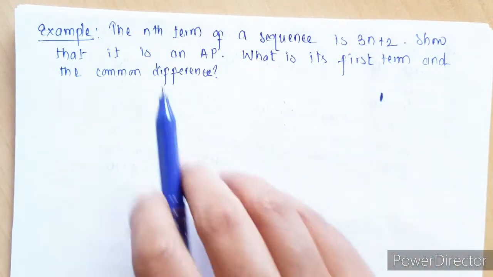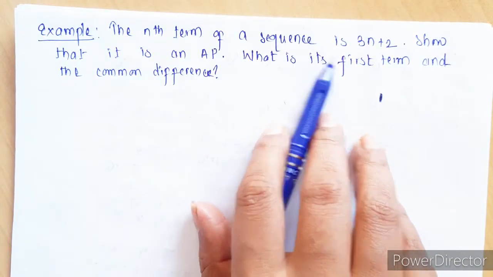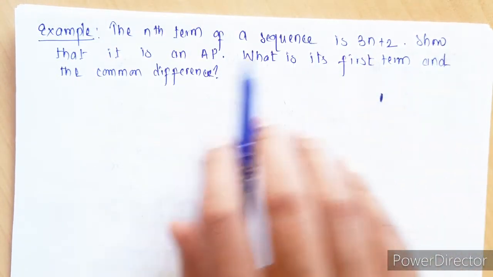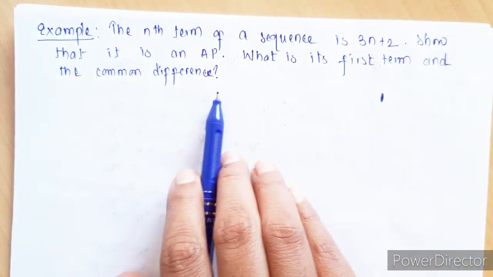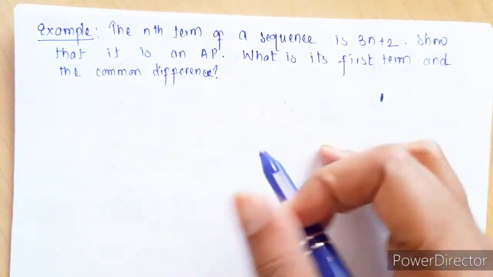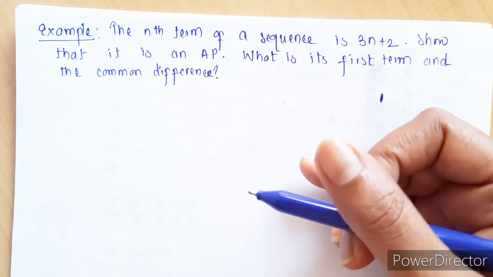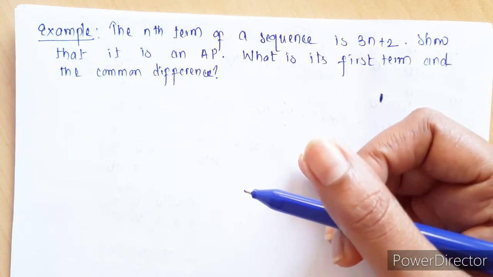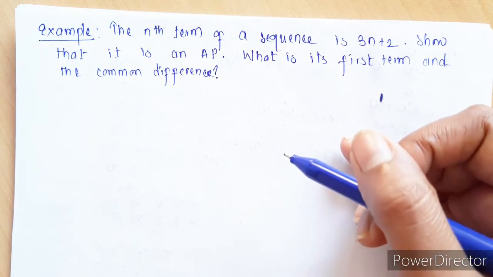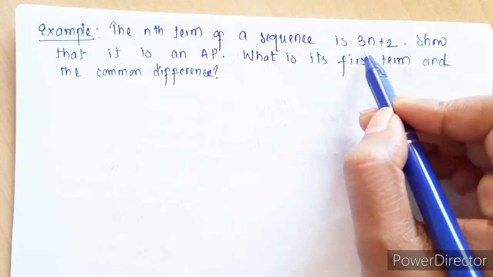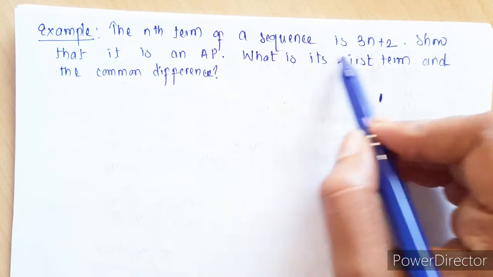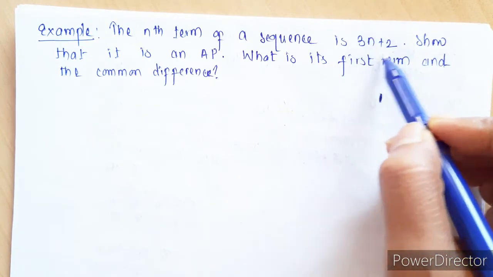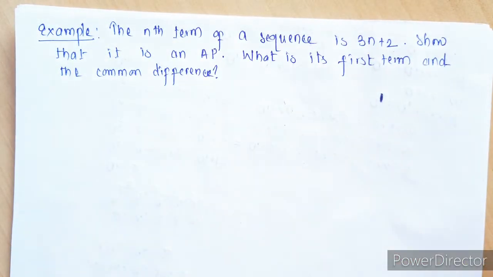Second example: the nth term of a sequence is 3n plus 2. Show that it is an AP. What is its first term and the common difference? Now, AP is nothing but a short form for arithmetic progression. First, we have to show that the sequence whose nth term is given is an AP, an arithmetic progression.